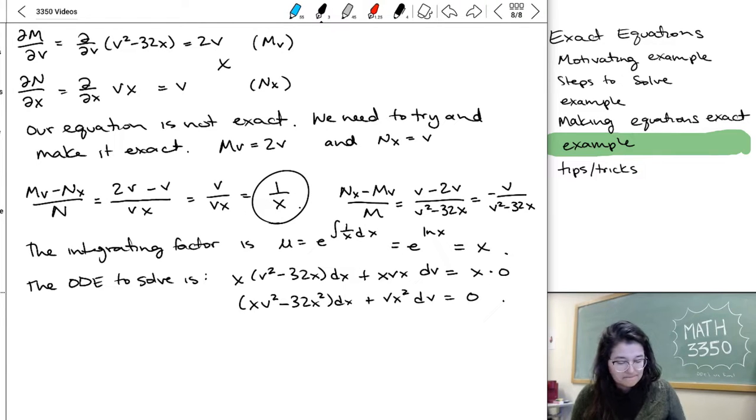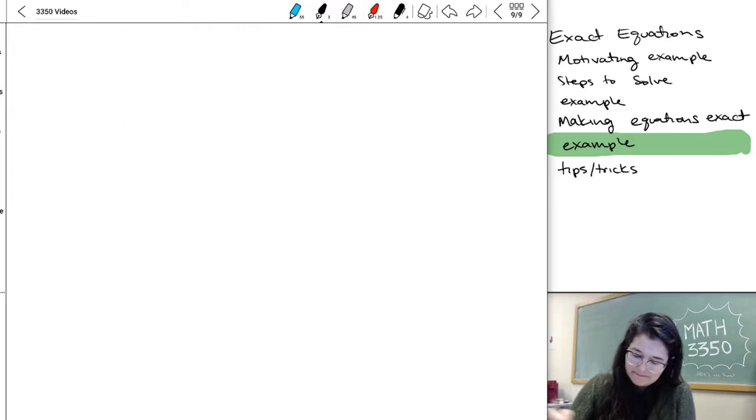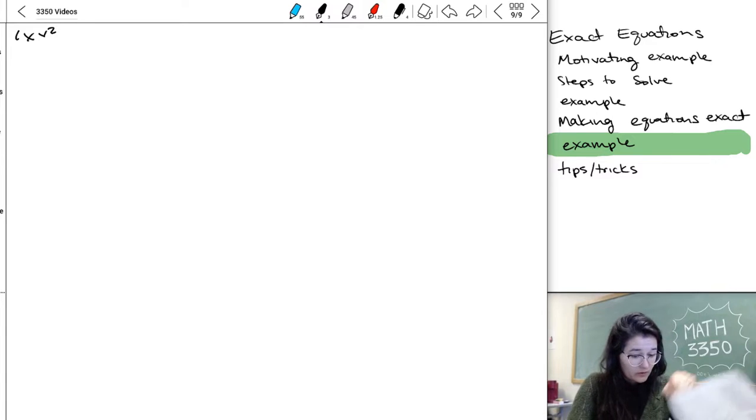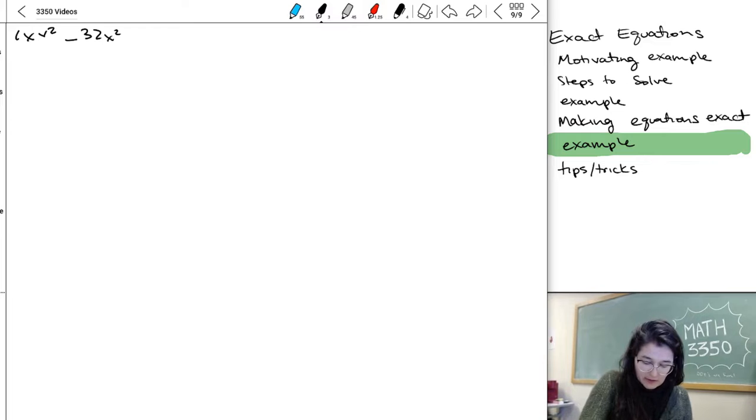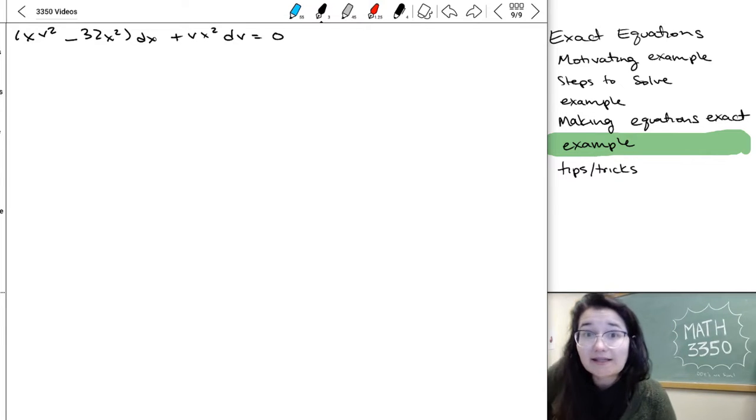They're all going to fit on one page, so I'm going to switch pages just so that you can see it all together at once. So we've got that xv squared minus 32x squared dx plus vx squared dv equal to 0. And we're solving this as an exact equation.